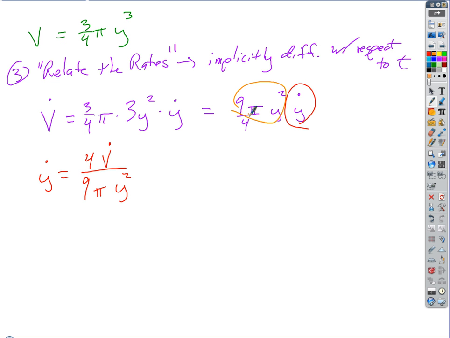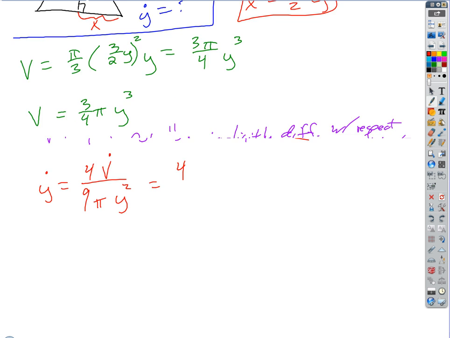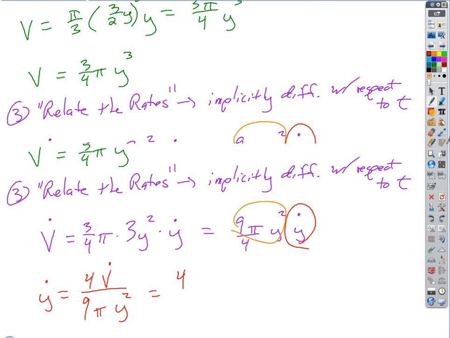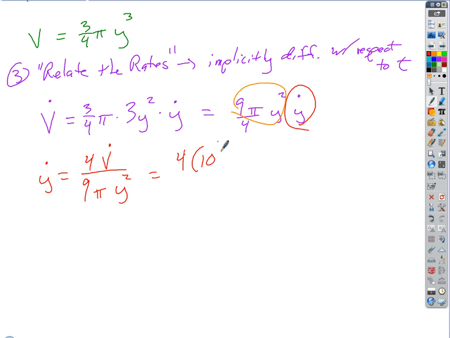Okay. So I get 4, I've got to go back up to my list, wasn't V dot 10? Yeah, 10. And I'm going to go ahead and include the units now, just to demonstrate something. So that's going to be 10 cubic feet per minute divided by 9 times pi times 15 feet squared. And what do I get?